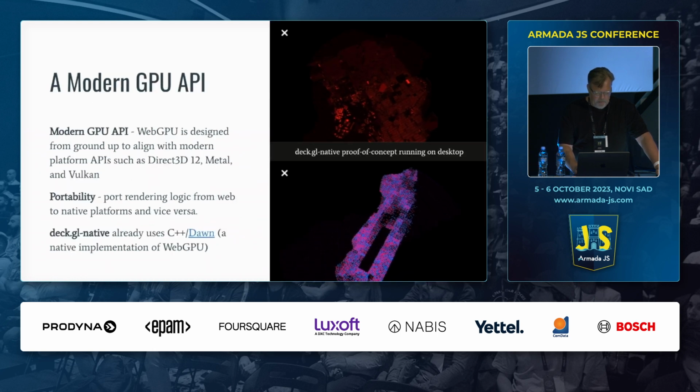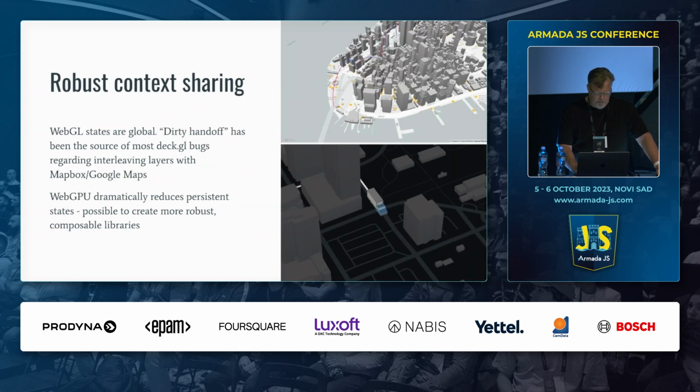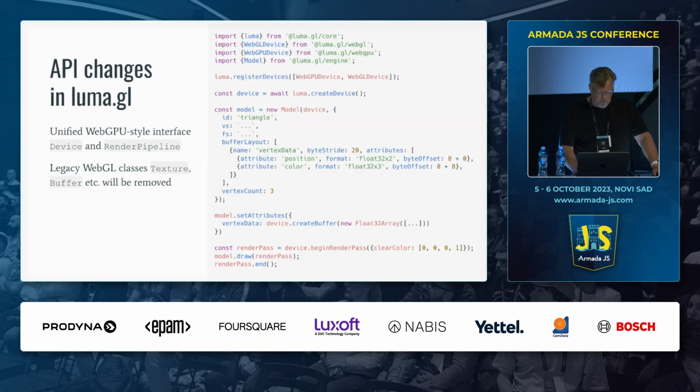Yeah, it's a modern API. We can also do more robust context sharing. Sharing the WebGL context between, for instance, Mapbox and deck.gl has been very tricky because WebGL uses a lot of global state, and if one of the frameworks forgets to clear some global state, they can kind of pollute each other and can cause very hard to debug issues. Because WebGPU doesn't have global state, it makes this much more robust.